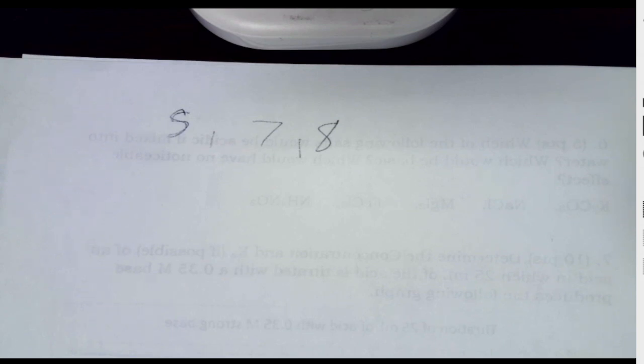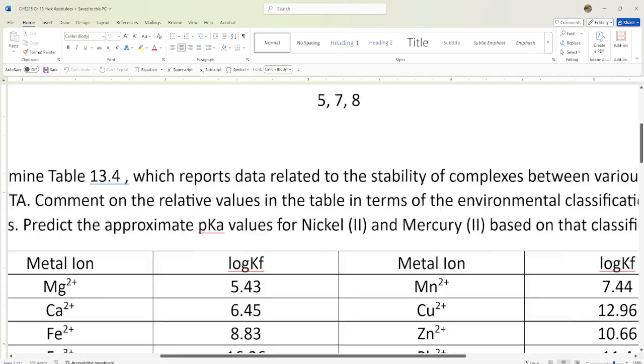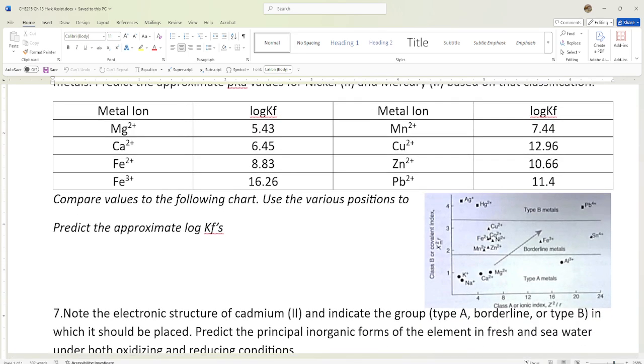So, real quick, let me pull up the table if I can. Let's zoom that in. Oop, too much. There we go. Hopefully this will be good. So we're looking at a table that looks something like this.